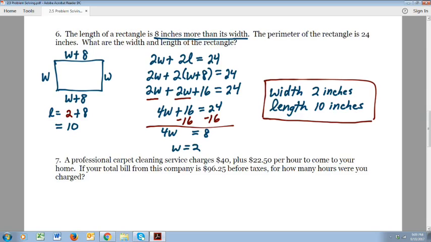Now I want to point out something here that's true with all these word problems, and that is you can check these. Remember, we said that 2 times the width plus 2 times the length should be 24. So if we actually plug in our numbers, 2 is our width and 10 is our length, notice we get 4 plus 20 equals 24, and that works.